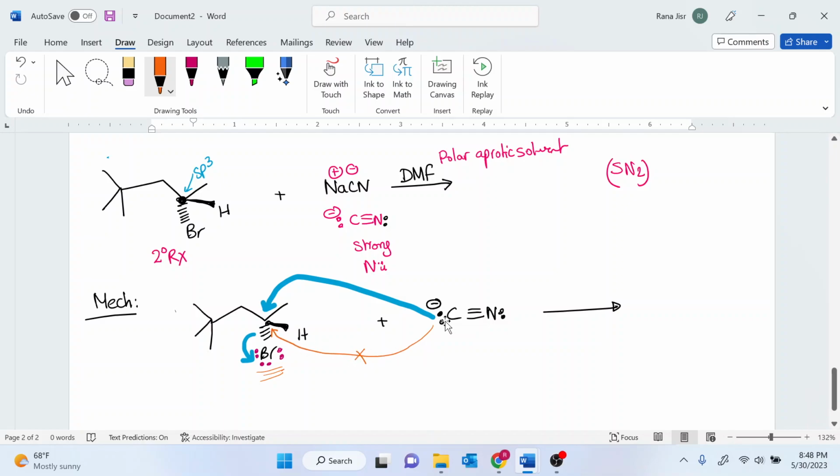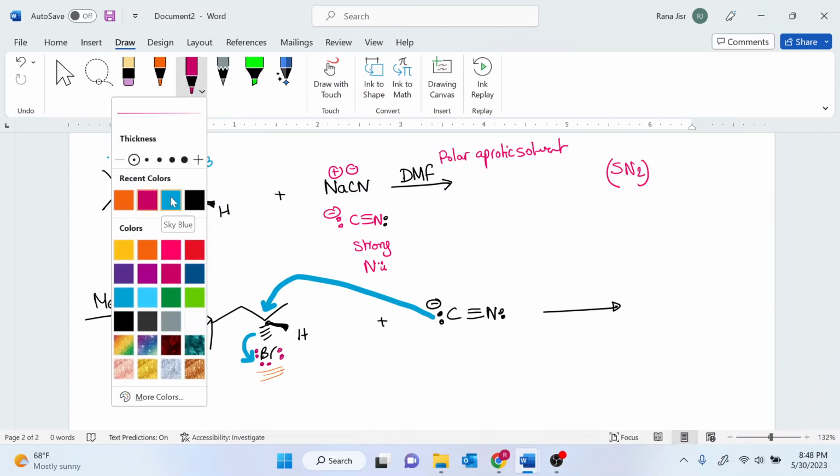Make sure that the cyanide attacks as far as possible from the leaving group. Pay attention to your orbital drawings whenever you are drawing these reactions. So when this happens here, I need to show that the cyanide is going to attack from the front because the bromine is going to be kicked out from the back.